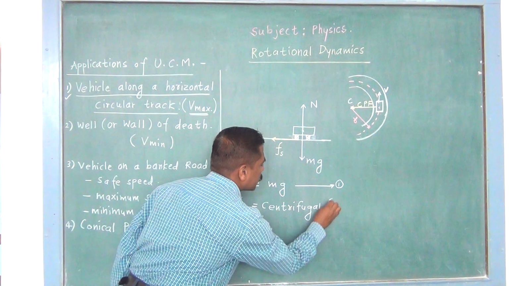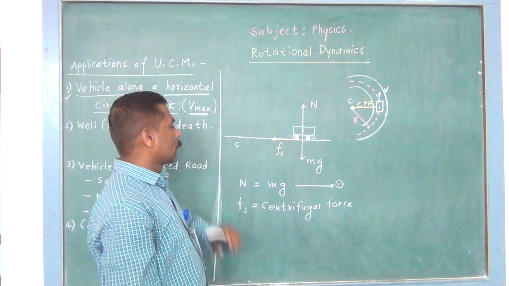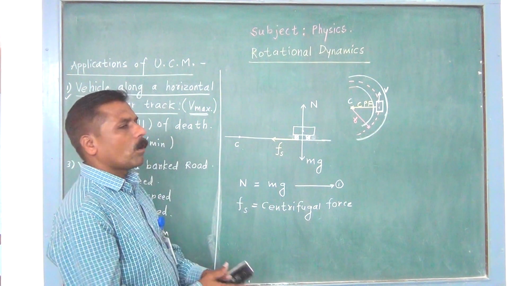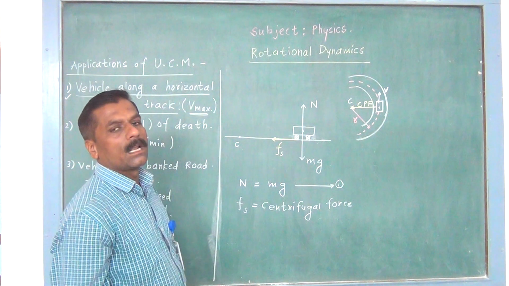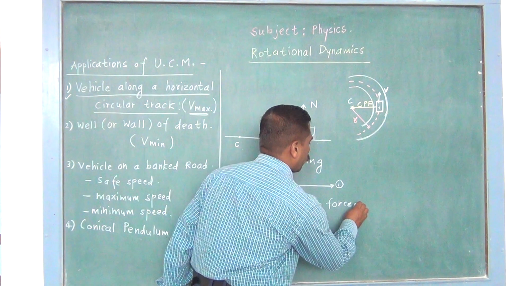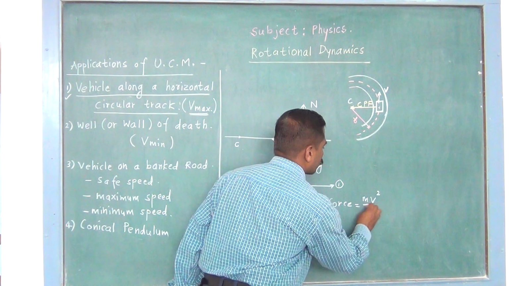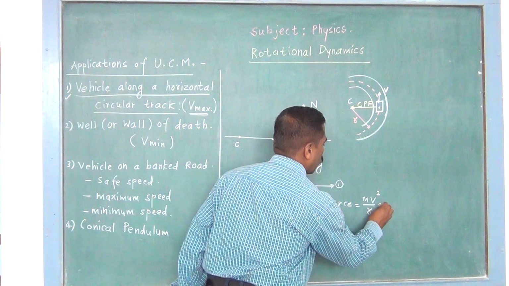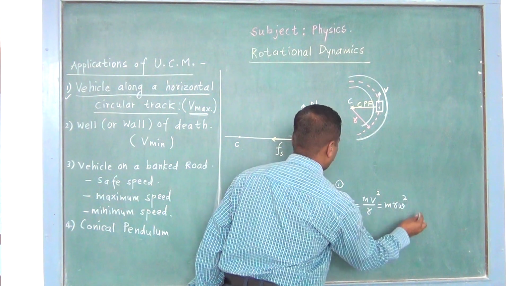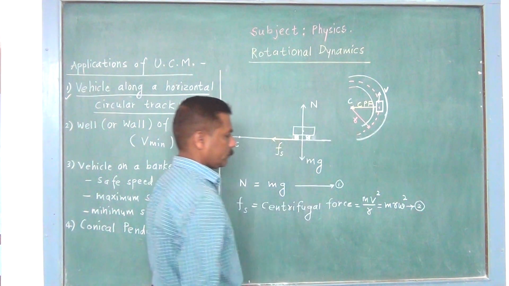Now, what is the role of this frictional force? It prevents skidding or slipping of the vehicle along the road, and we know the formula for the centripetal force: it is mv square upon r, which is equal to mr omega square. Say this is equation number 2.